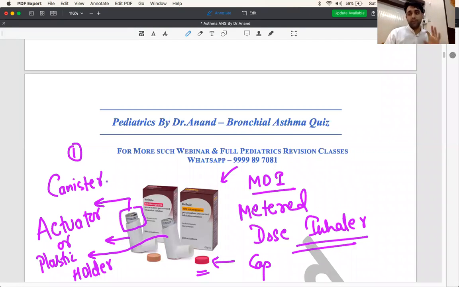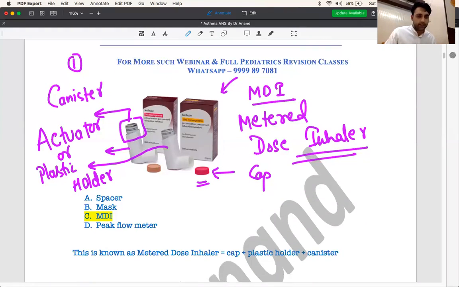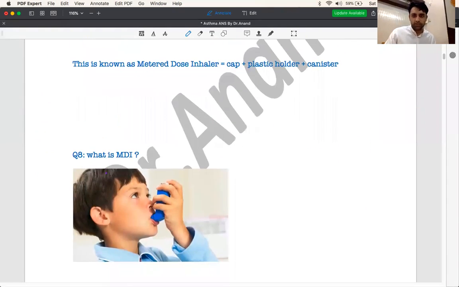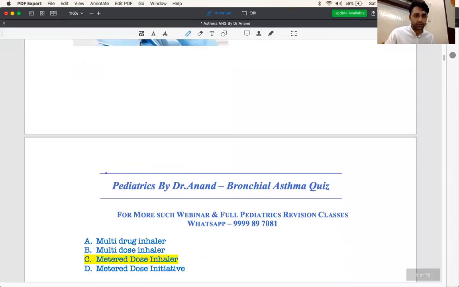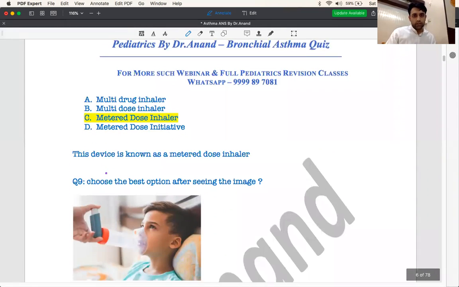This quiz I have made with a lot of thought, because clinical acumen is important. Even when you become MD physicians, MD pediatricians also, this is something you have to explain to the patient in your daily practice. So you should know this part. Okay, next. So this is nothing but a metered dose inhaler. Yes, Rohan is right. Okay, now choose the best option.